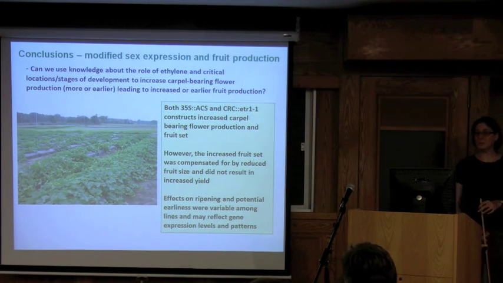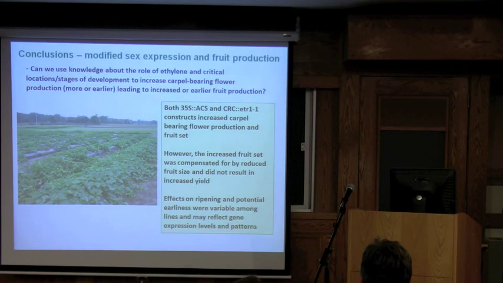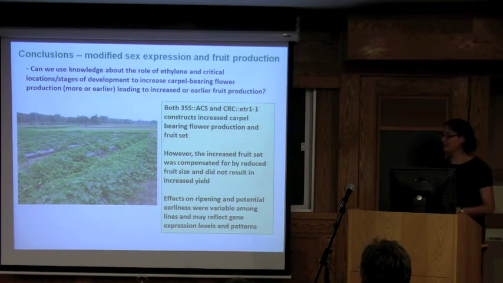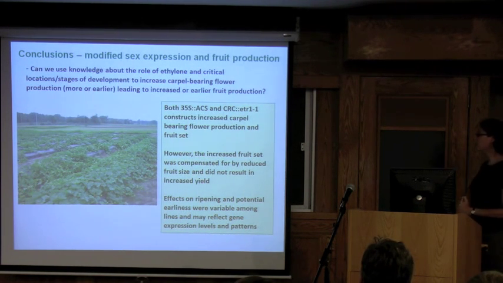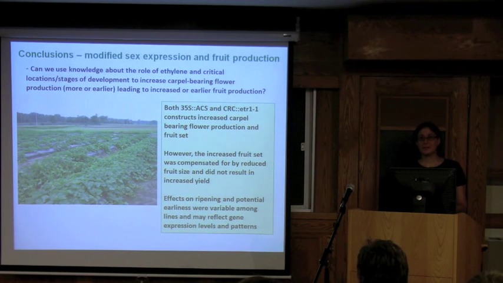So can we use this knowledge to increase carpel-bearing flower production or earlier fruit production? Well, both lines caused increased carpel-bearing flower production and fruit set. However, the increased fruit set was compensated for by reduced fruit size, did not result in increased yield, and the effects of ripening and potential earliness were variable among the lines and may reflect expression levels and patterns.